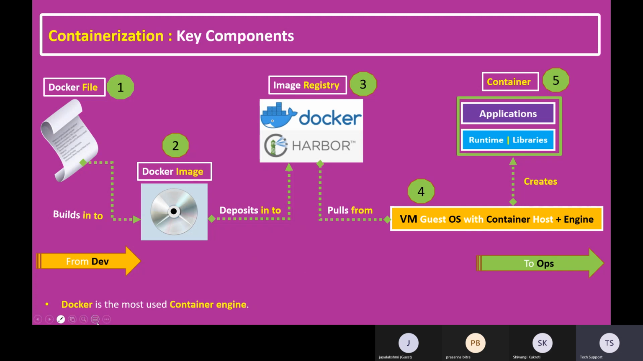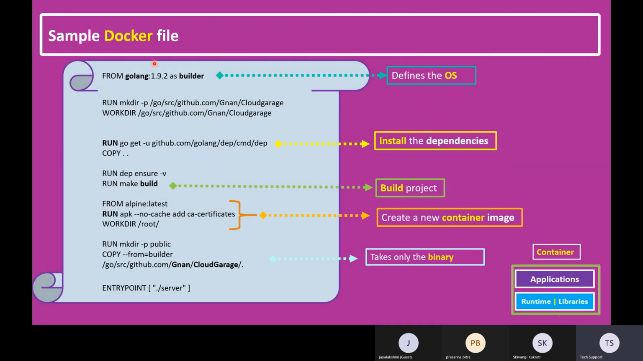And here I highlighted the same point. Docker is the most used container engine. Now let's talk about some high level overview of a Dockerfile. So a Dockerfile normally looks like this. I just highlighted here some key items.